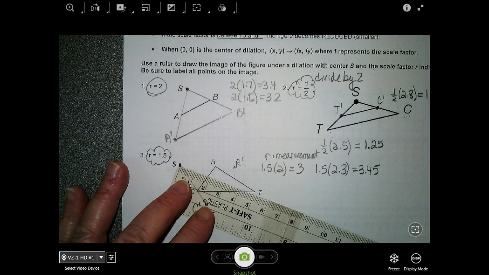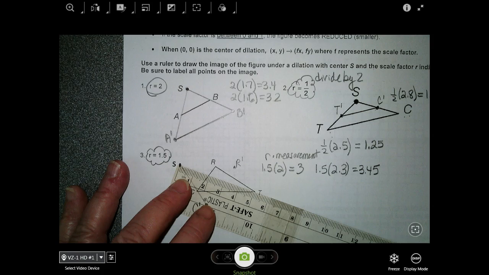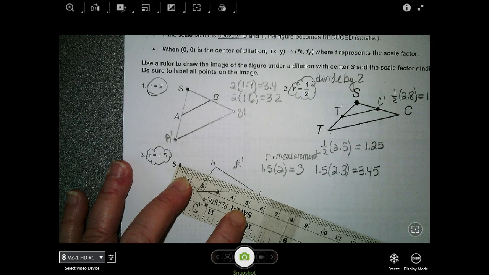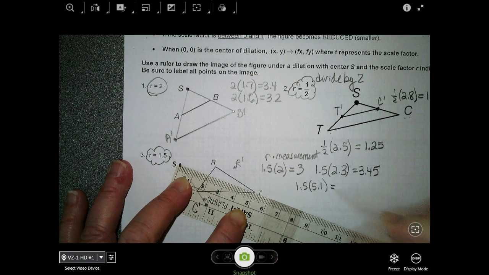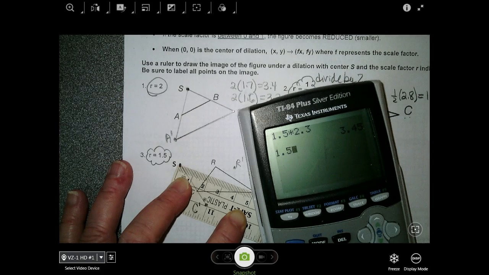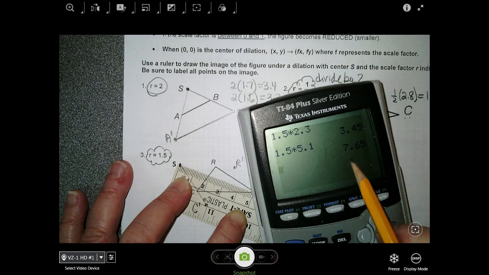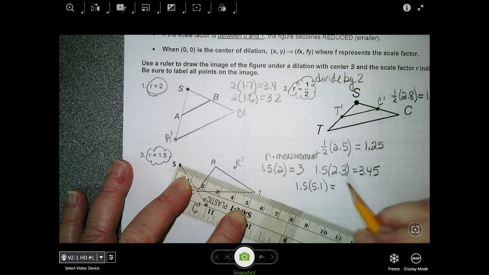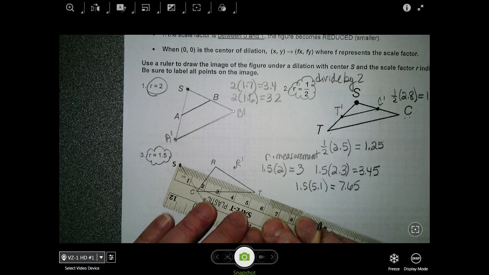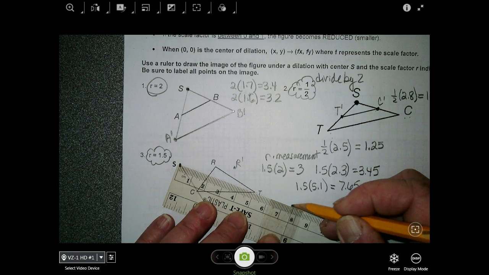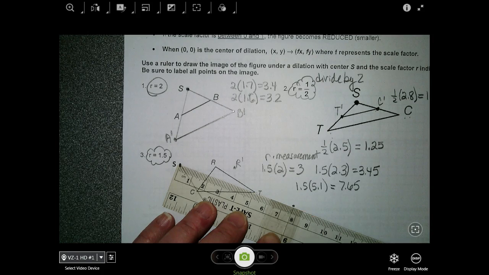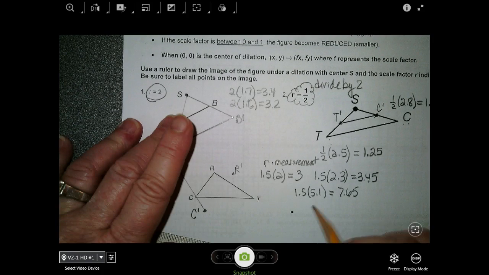Should have a bigger measurement this time. Can we go with 5 or 5.1? Really should be like 5.1, shouldn't it? Okay, so I've got to do 1.5 times 5.1 centimeters. I got 7.65. I'm just jotting it down so I don't forget. So I'm going out from here, keep going out, 7.65. Well, just make a mark between 7.6 and 7.7. All right, there's your T prime.